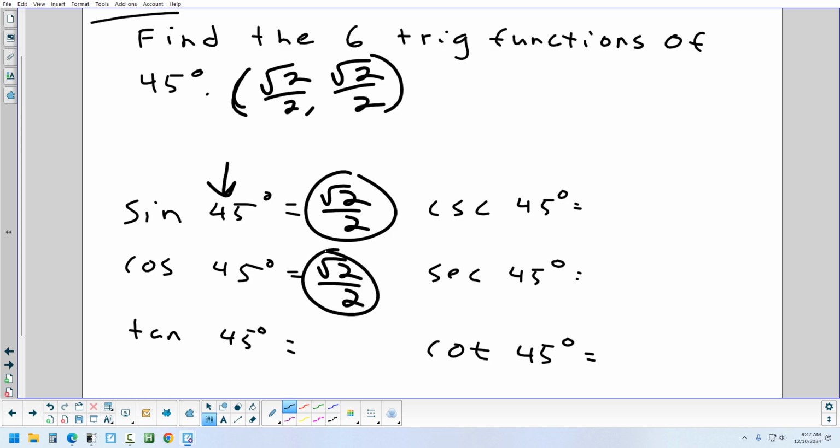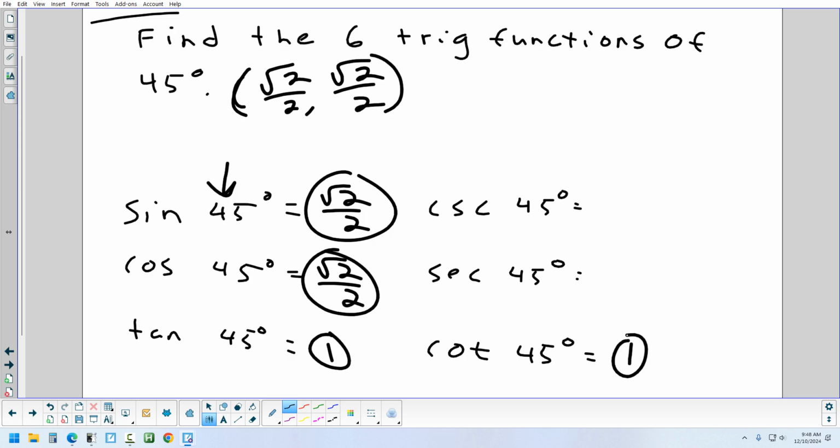Okay, and how about the tangent? If you take the y and divide by the x. Yep, because it's the same, the tangent's going to be 1. We're dividing two things that are the same, so we're going to get 1. So we can quickly do the cotangent. What's the cotangent of 45 going to be? Yeah, 1 as well. It's also going to be 1.